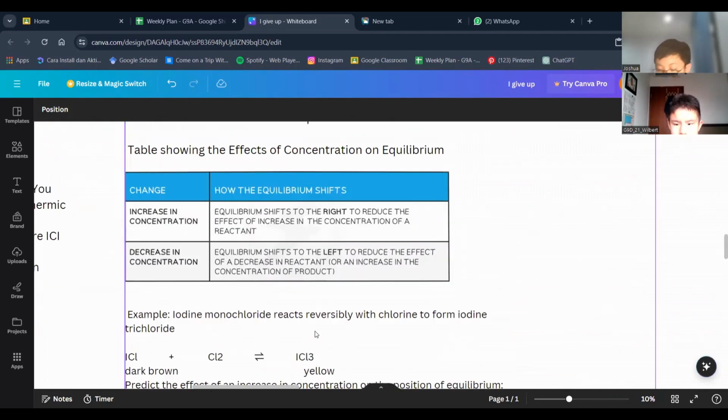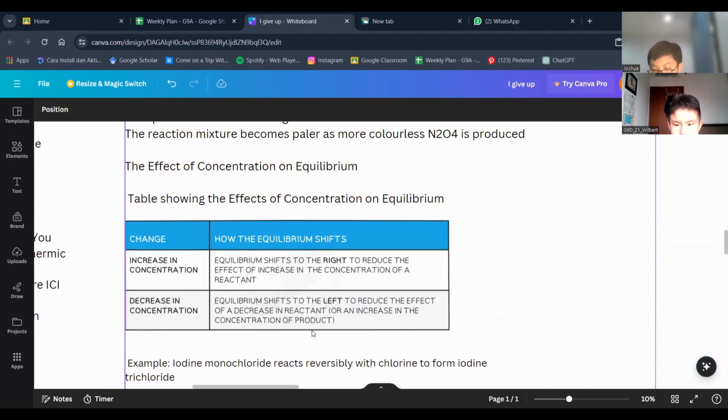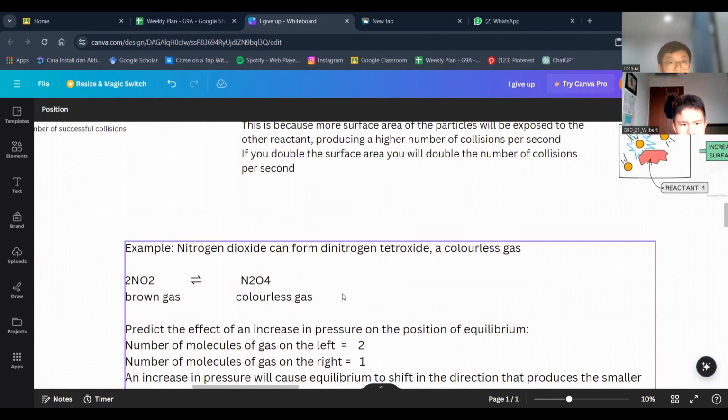Lastly, I think this is the last of the factors. An increase in concentration will cause equilibrium to shift to the right to reduce the effect of the increase in the concentration of a reactant. But a decrease in concentration will cause equilibrium to shift to the left to reduce the effect of a decrease in the reactant or an increase of the concentration of the product.